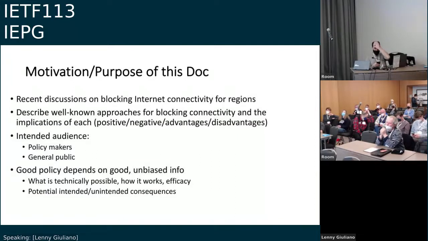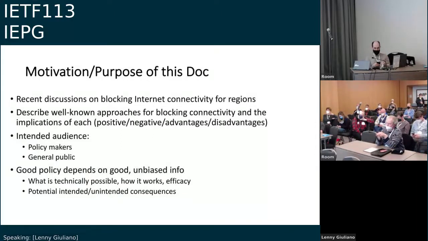Positive, negative, what are the advantages, disadvantages? What are the potential consequences, intended and unintended? The target audience for this document is policymakers as well as the general public.